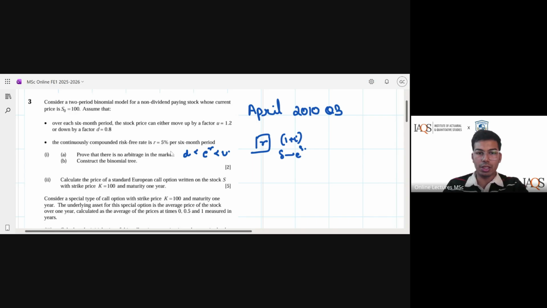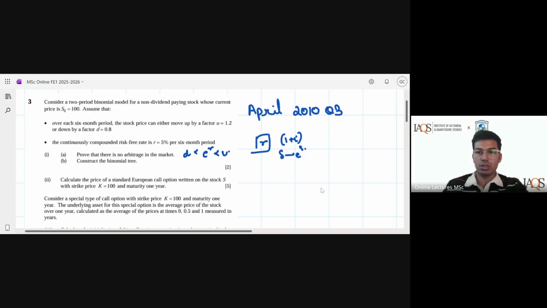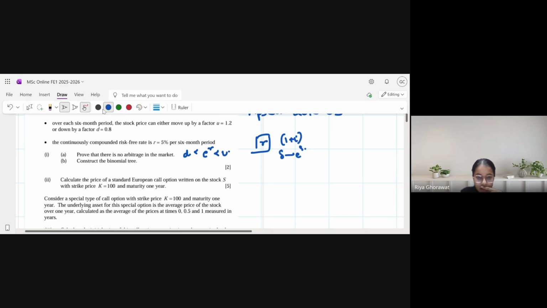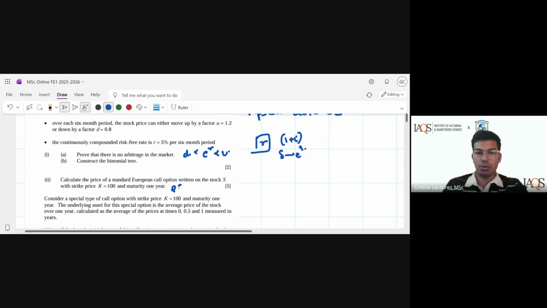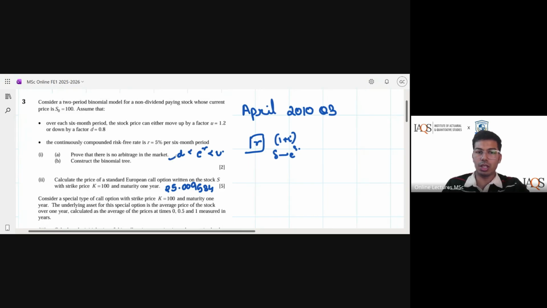25 point, that's the final value. Part 2: 25.009534. Let's see if anyone has any other question. Was this correct? Was this true? I mean, they've written proof, so it has to be true.